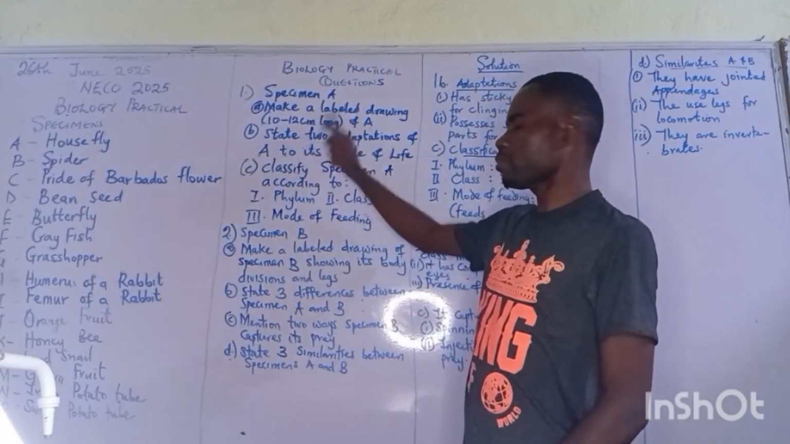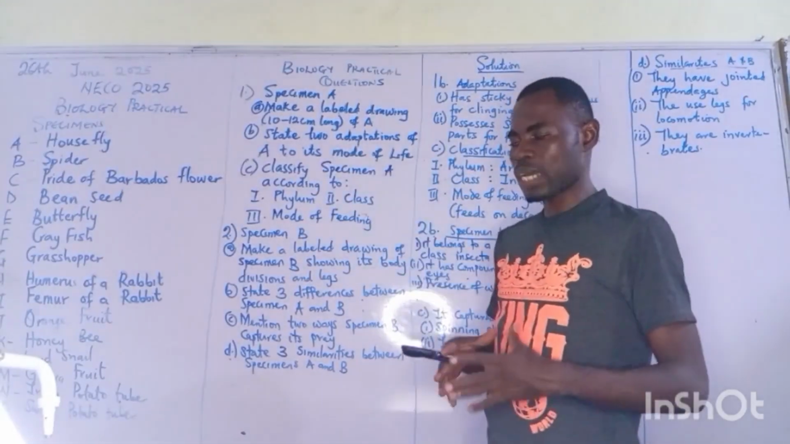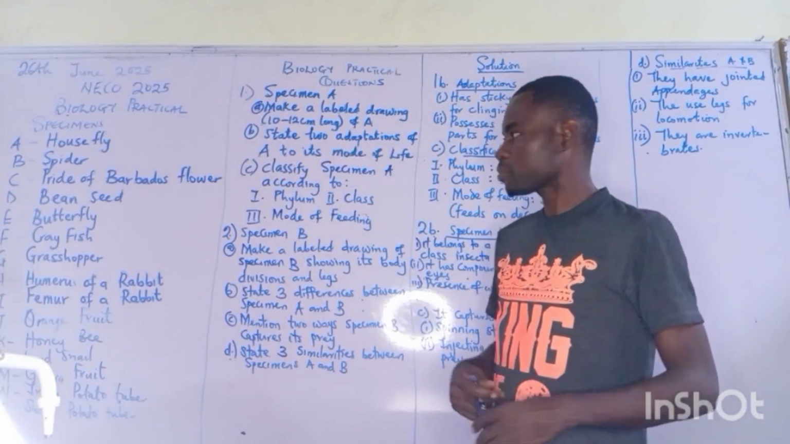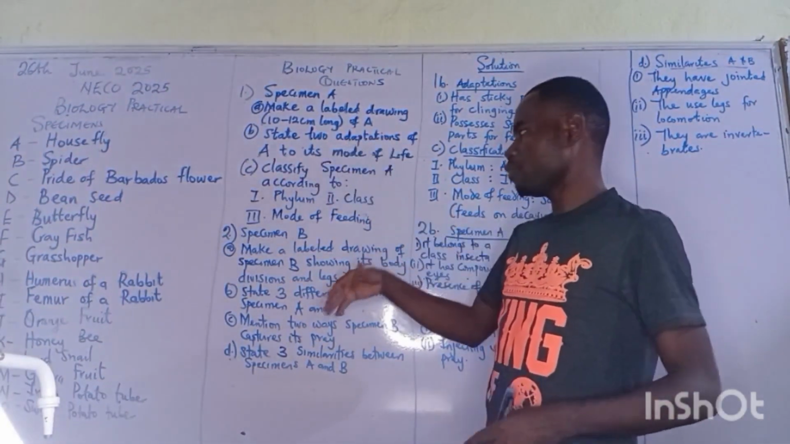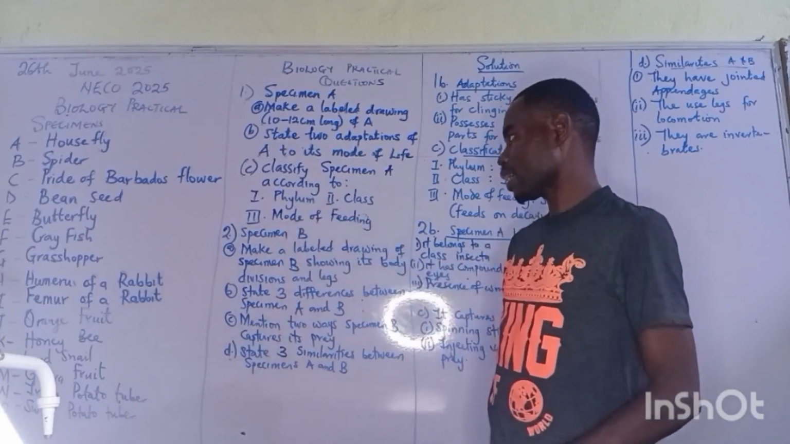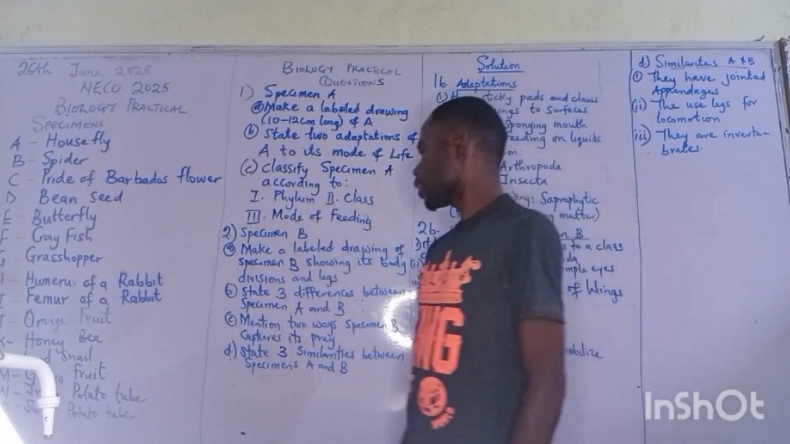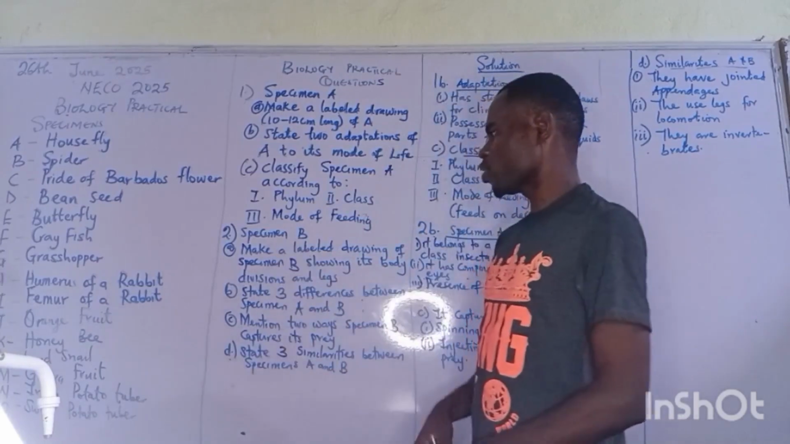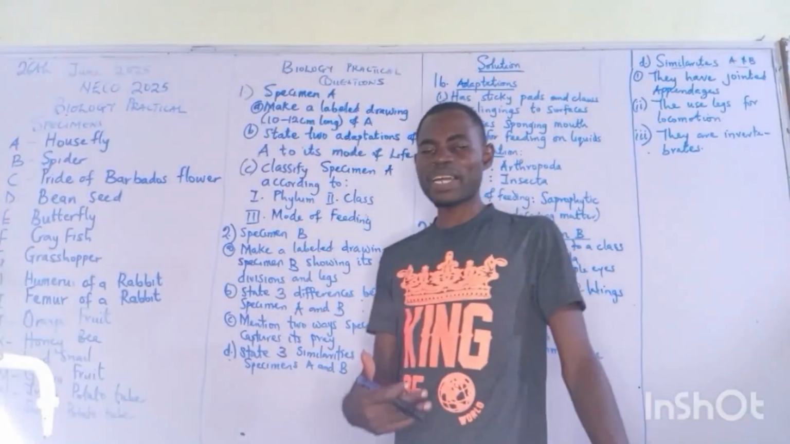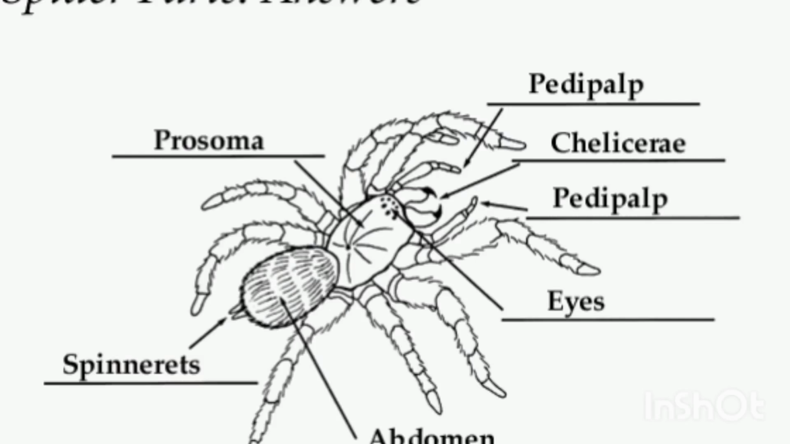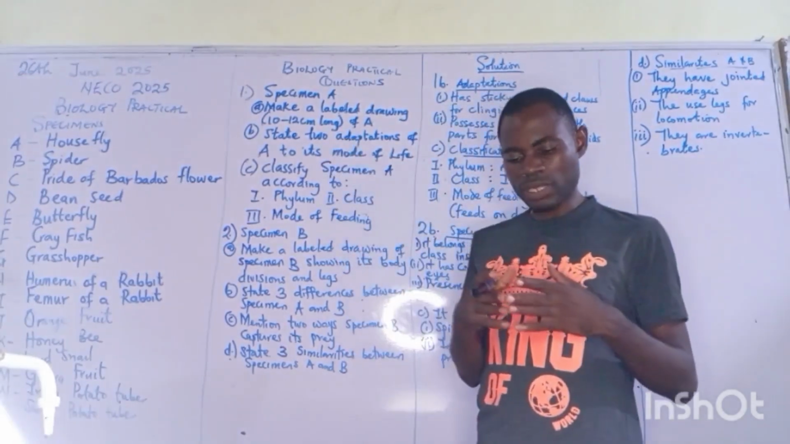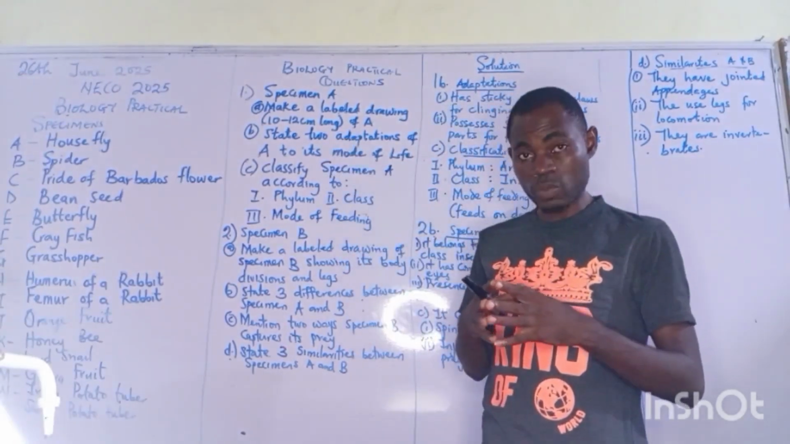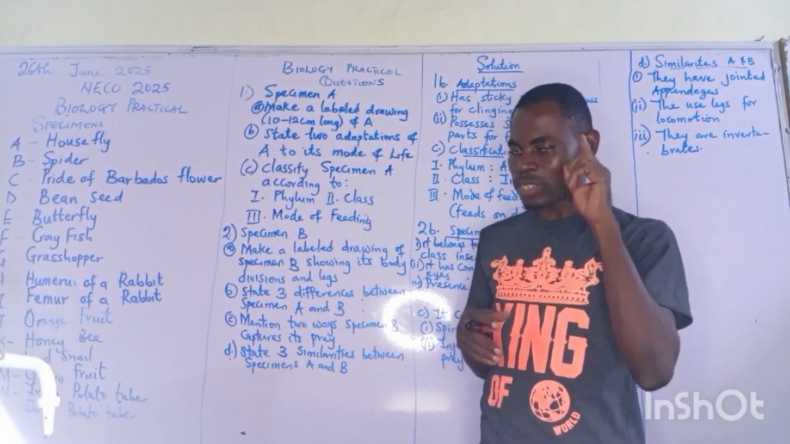They asked us for the diagram, which I have told us how we can present. And likewise, we talk about the adaptation to its mode of living, and likewise the class and phylum and the mode of feeding. Now, I'm going to specimen B. What is our specimen B? Spider. Specimen A, housefly.